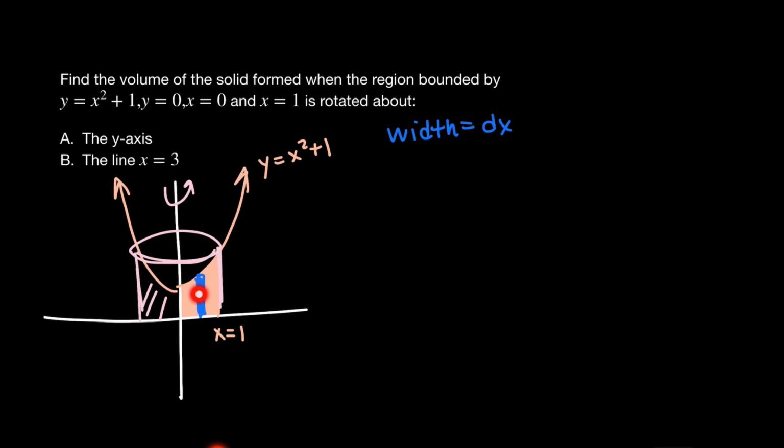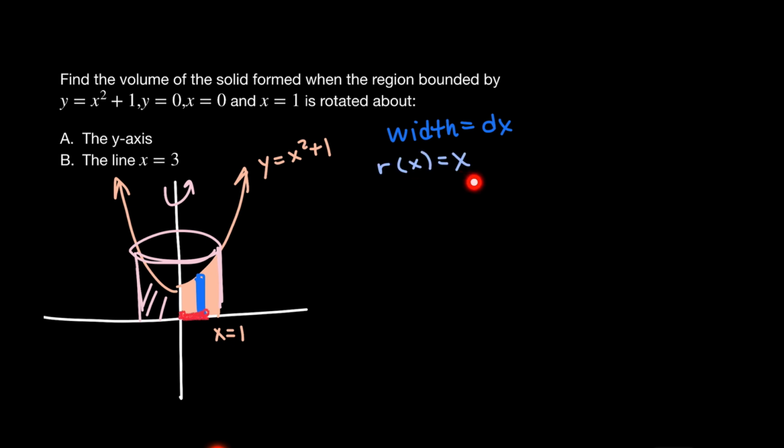If I were to make my slices horizontally, part of this object would have cross sections that are circles or discs, and the other part would be washers. So I'd actually have to set up two integrals and find the volume of the two different parts of the object separately and then add them together. But with the shell method, we only have to set up one integral. So I'm going to make my slices vertical, parallel to my axis of rotation, so my width is dx.